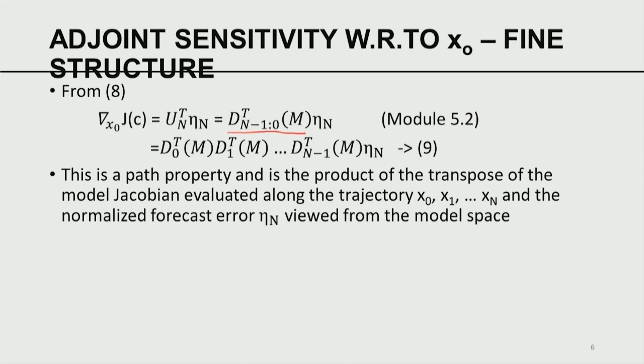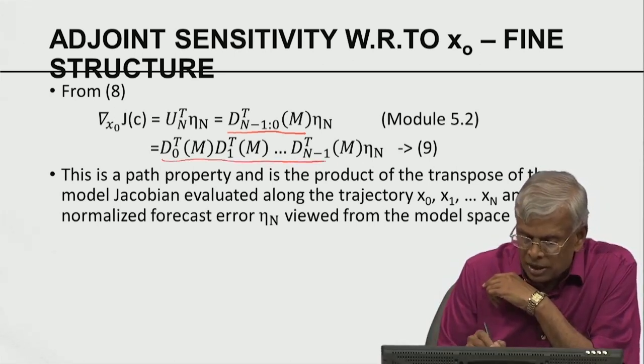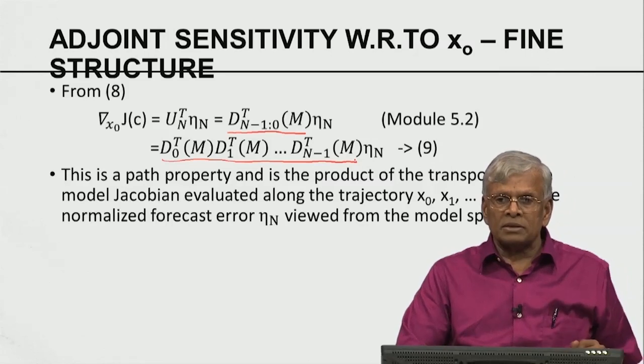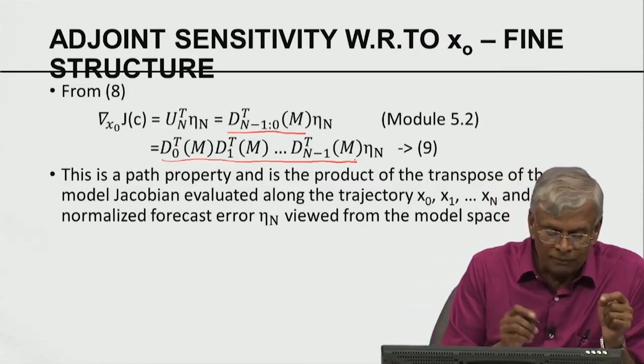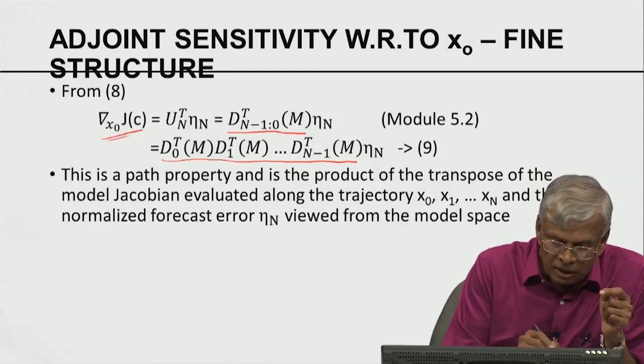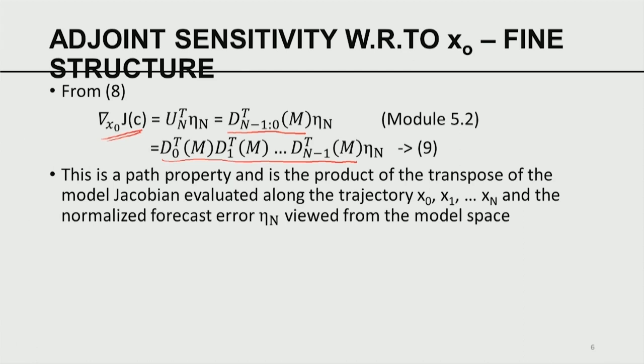Eta n is the forecast error at time n. We already know the transpose of the product is the product of the transposes taken in the reverse order. So this is the transpose of the products. Eta n is the forecast error. Now you can see the adjoint sensitivity with respect to the initial condition is a path property.